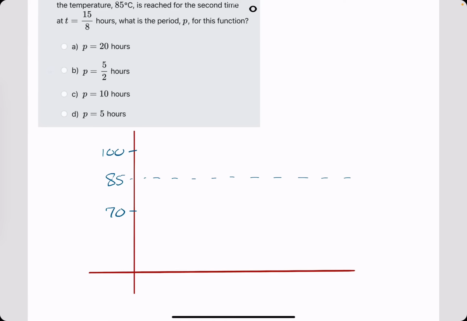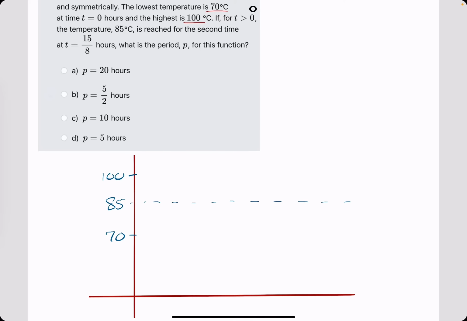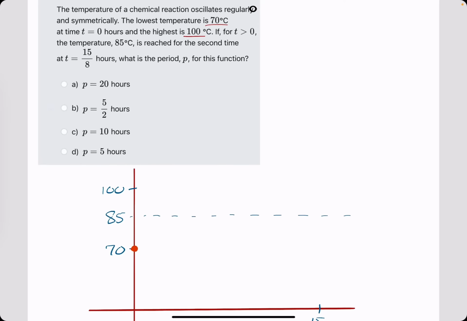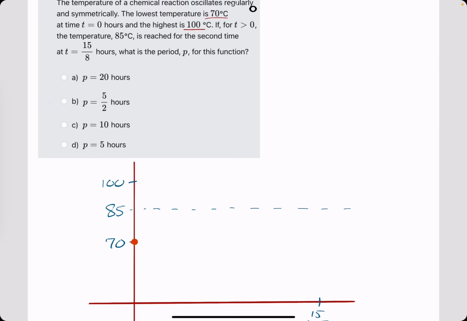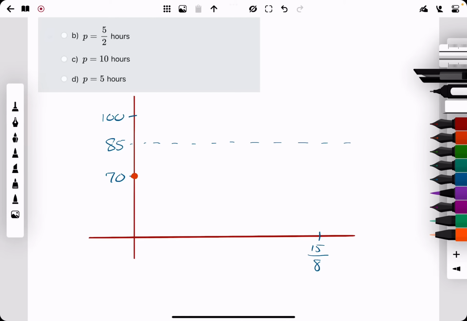Where should we throw that? Maybe we'll just throw it out here. 15/8. We'll see how lucky we get with that. I'm not so sure about that, but we'll see. So the lowest temperature is 70 at the start. And the highest is 100, and it reaches 85 for the second time at that value. Okay, so what that means is I'm going to back this thing up. 15/8. I'm just going to throw it right here so that I can show you what's about to happen here.